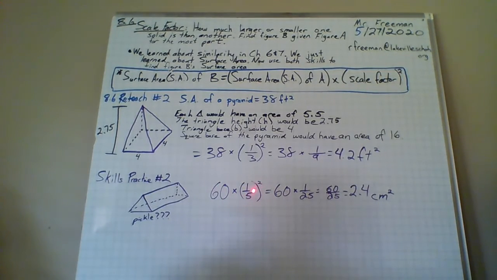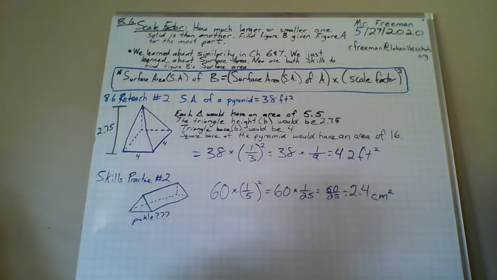Well, we have to square the scale factor. We can't forget to do that. So this is really like 60 times 1/25, right? In other words, it's 60 divided by 25, and when you take 60 and you divide it by 25, you punch that into your calculator, and it rounds to 2.4 centimeters squared.